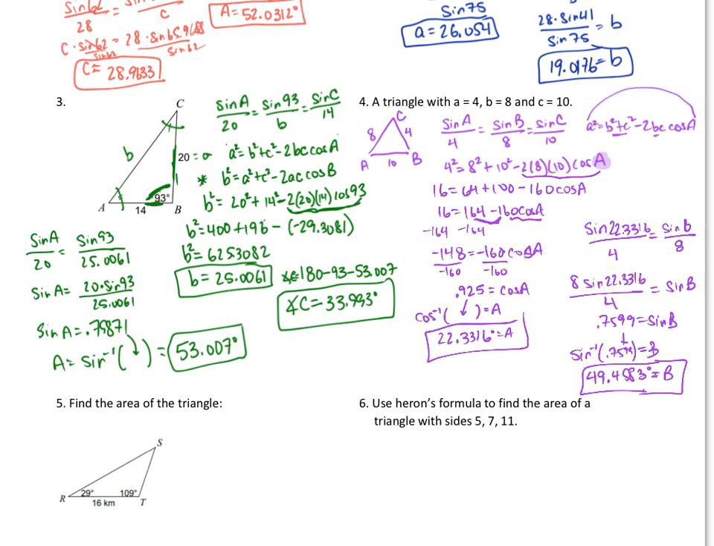Now I can go ahead and solve for angle C. For angle C, you're just going to say 180 minus what angle A is minus what angle B is. And it's these two values right here. And angle C will end up being 180 minus the 49.4583 minus the 22.3316, and I'll get 108.2101 degrees. So now I've solved for all three angles. All right, moving on.